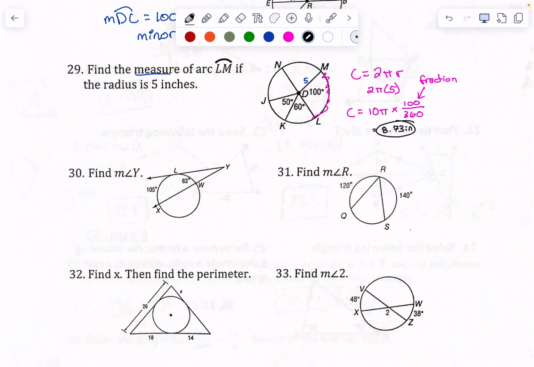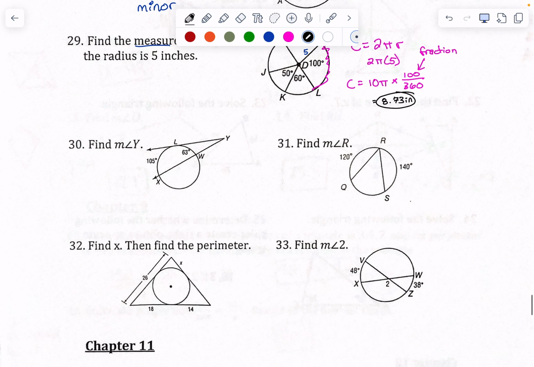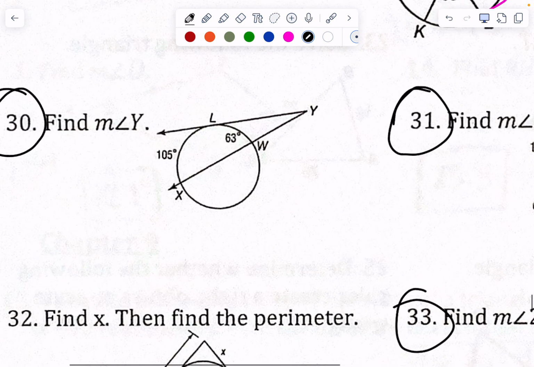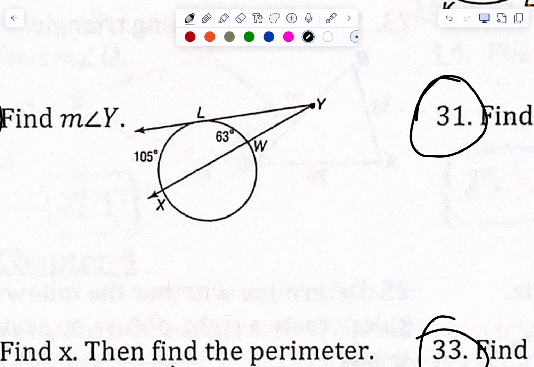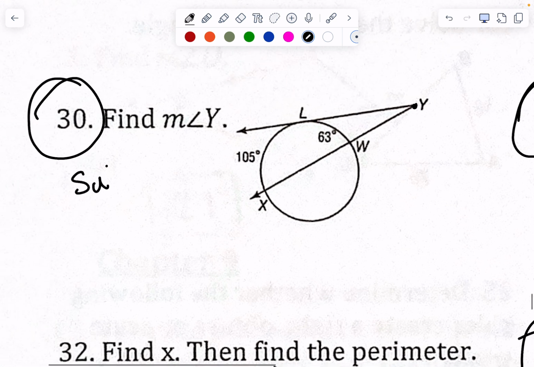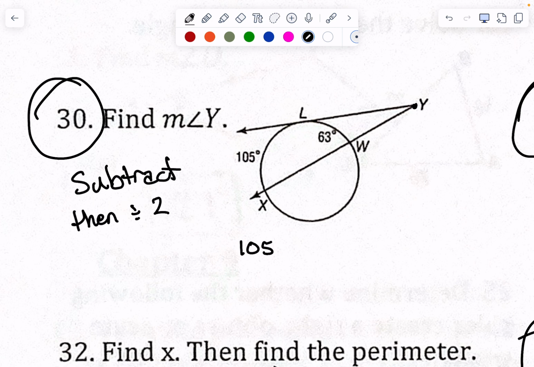Okay, we're going to do these 3 first before we do 32. We'll do 32 last because the rule for these is similar. So for 30, because they're intersecting outside of the circle, the rule is that you subtract, then divide by 2. So I'm taking 105, which is this one, and subtracting 63. 105 minus 63 divided by 2 is 21 degrees.